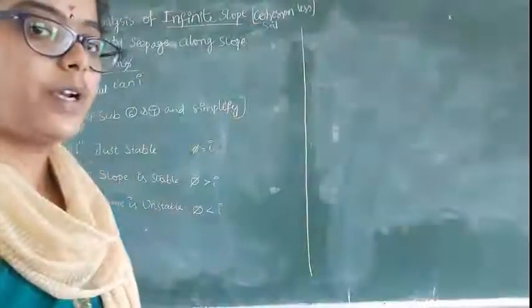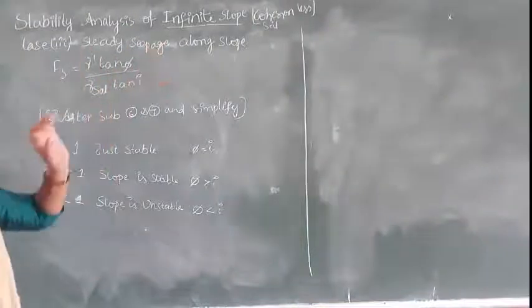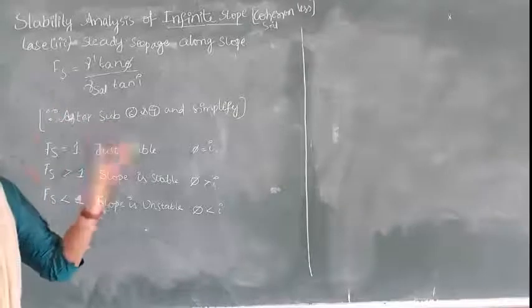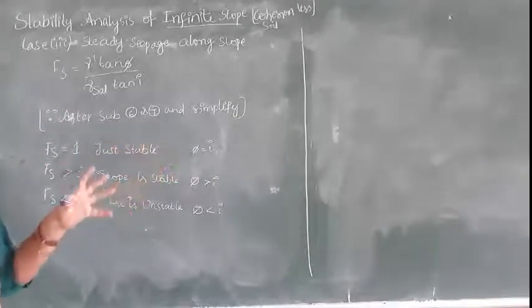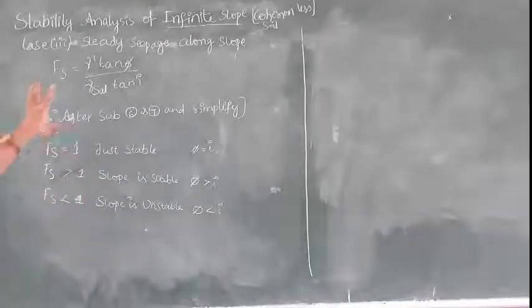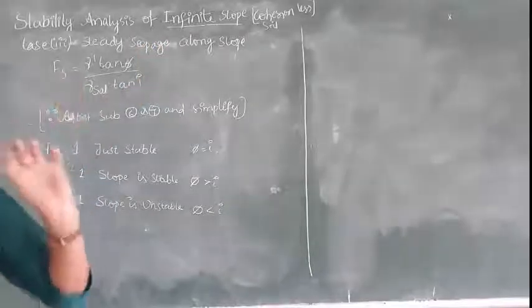So this is about the stability analysis of an infinite slope when the soil is cohesionless, and we discussed 3 cases. When the soil is dry, what is the factor of safety? When the soil is submerged, what is the factor of safety? If the soil is having steady seepage, what is the factor of safety? We discussed 3 cases.